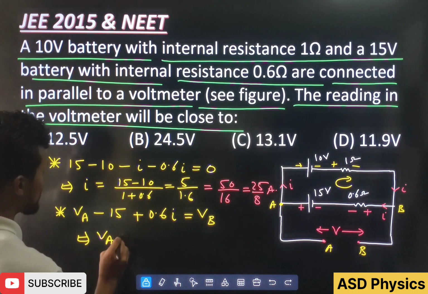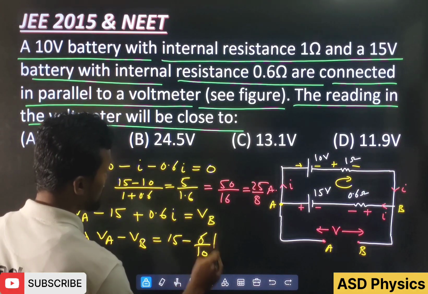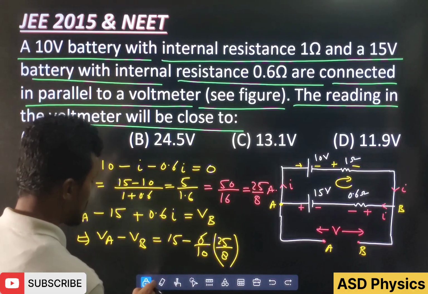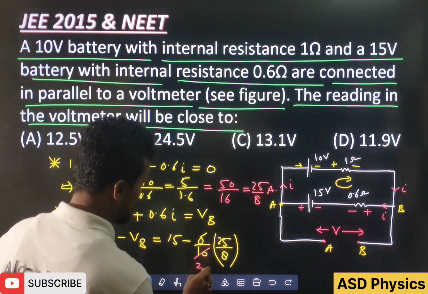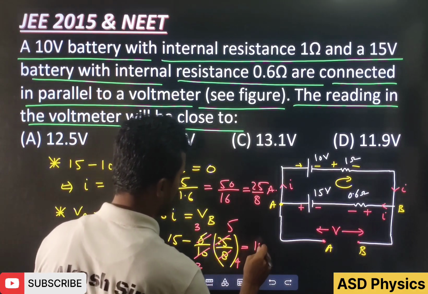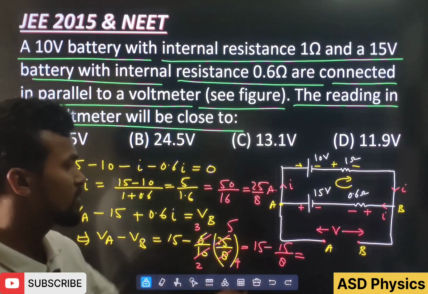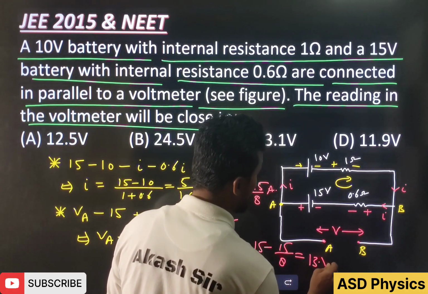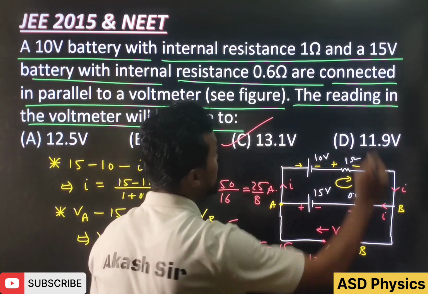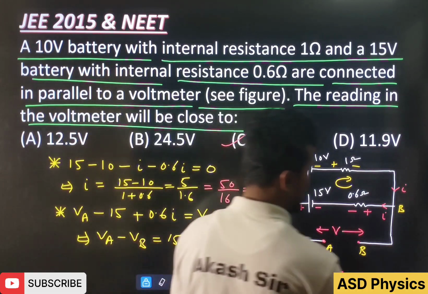That means you see, students, this VA minus VB will become 15 minus 0.6, means 6 by 10, into I, and I is 25 by 8. Even you can simplify, you can see very well: 5 2s are 10, 5 3s are 15, 2 3s are 6, 2 4s are 8. So it will become 15 minus 15 by 8. When you simplify this, it will come less than 15. It will come 13.1 volt. So 13.1 volt, option C is the answer. Okay students, can you see very well how beautiful a way we are doing this.